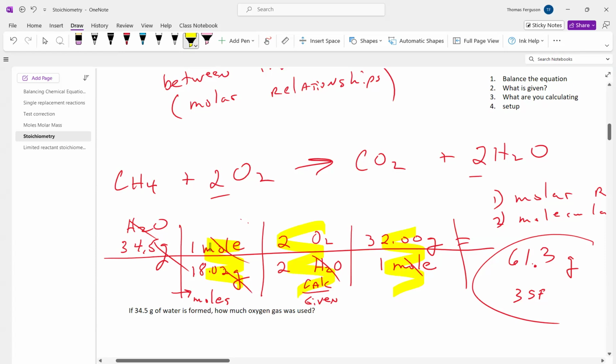Now, those are the 3 steps. Whatever's given, convert to moles. Boom. Coefficient ratio from the balanced equation. That's in the middle. And then, using conversion factors, convert to whatever you're trying to calculate. So you're going to go from given to moles, coefficient ratio, moles to calculated.